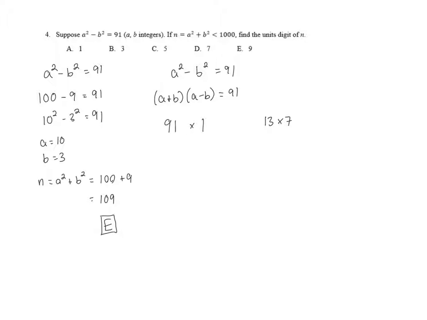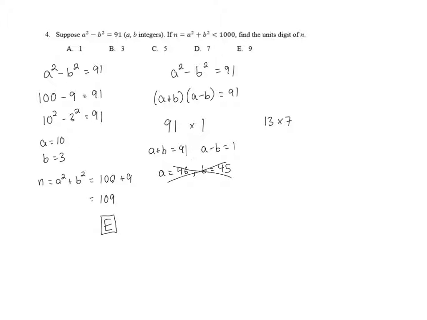If 91 is factored as 91 times 1, we could have a plus b equals 91 and a minus b equals 1. But when you solve that system of equations, you end up with a equals 46 and b equals 45. And that's not going to work because we know that the sum of these squares has to be less than 1,000. So we cross this out. This is not a valid possibility.